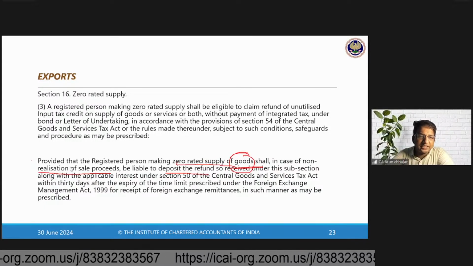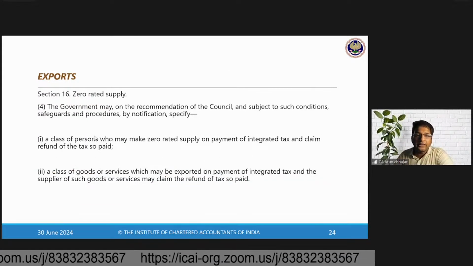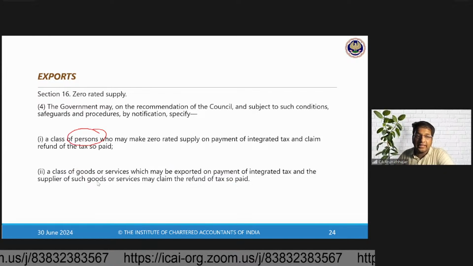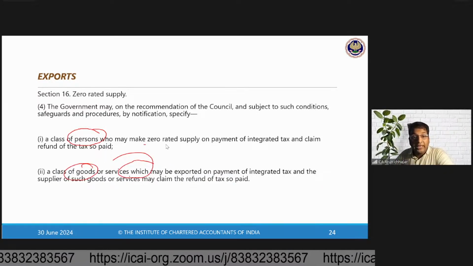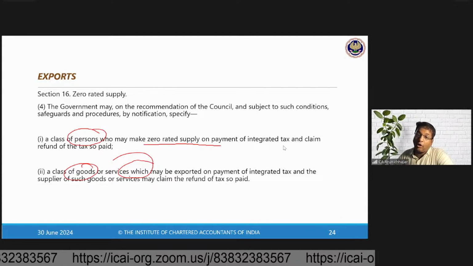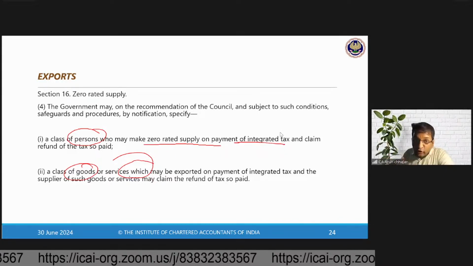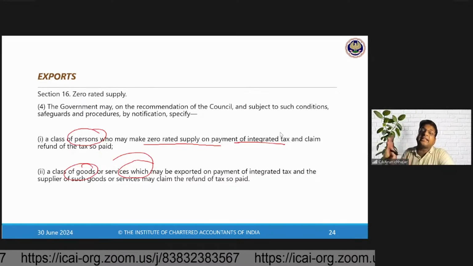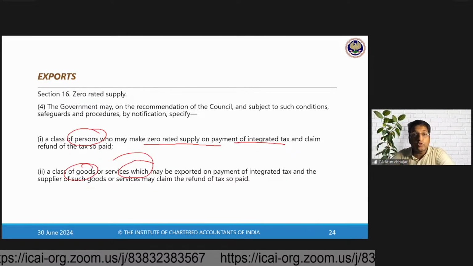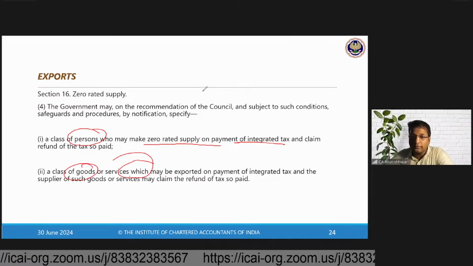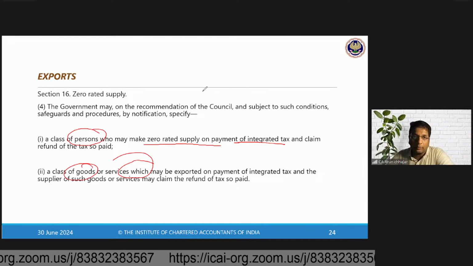Then section 16 subsection 4 gives power to the government. They can notify the class of persons, and they can notify the goods or services, who make the zero rated supply on payment of IGST. It means that for zero rated supply on payment of IGST, there can be some restriction. So this route is normally open to all, but it can be restricted by the government.